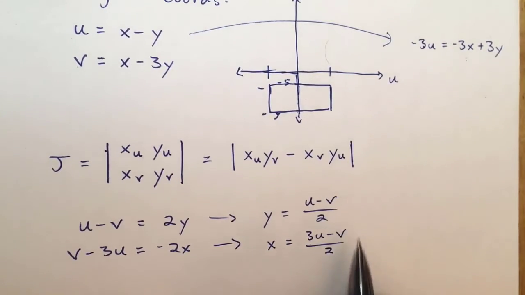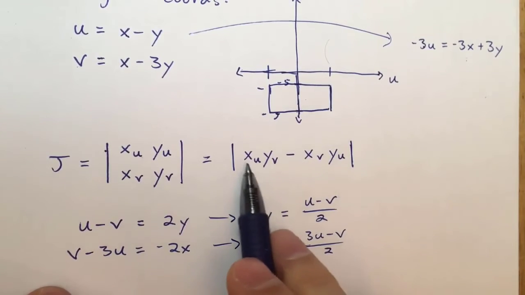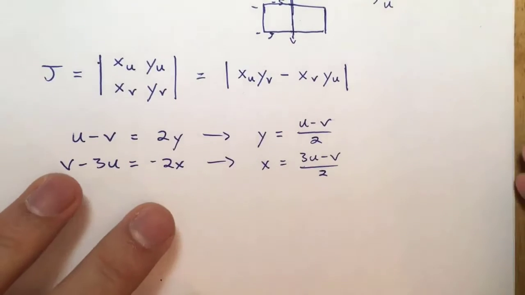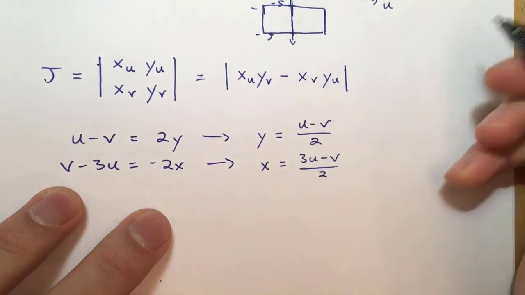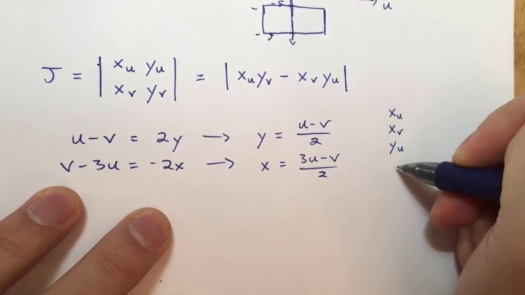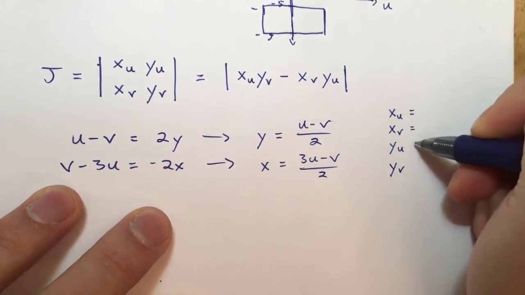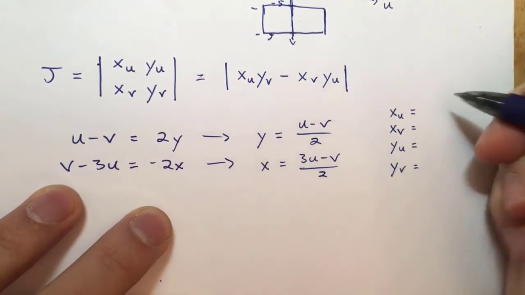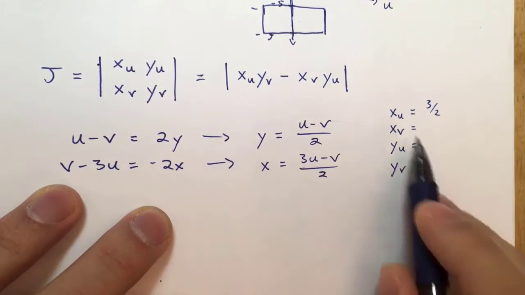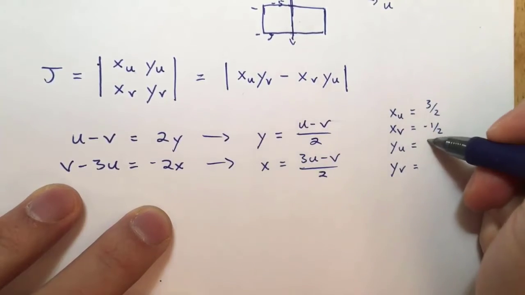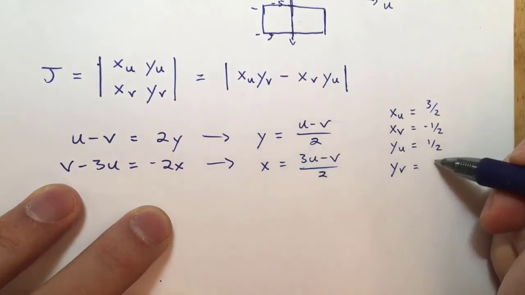Okay, so I've solved for x and y. So now I can compute the xu and the yv. So let's go ahead and do that. I can just do that over here. I need to compute xu, xv, yu, and yv. I've got to compute all of these. xu, that's 3/2. Well, xv, that's negative 1/2. yu, that's 1/2. yv, negative 1/2.